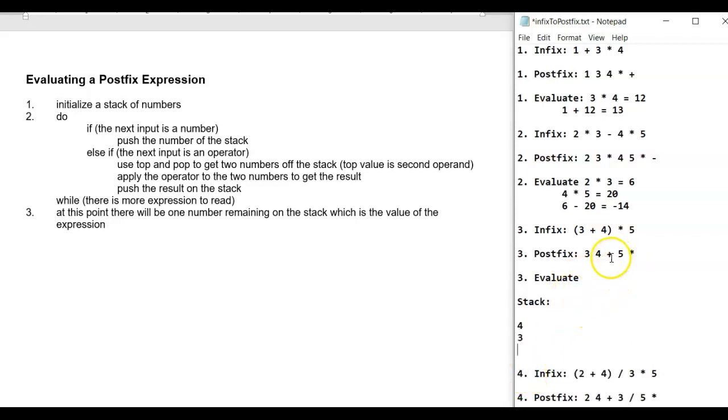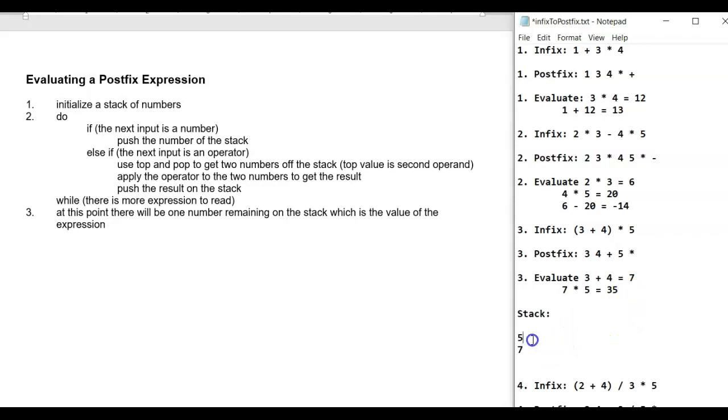3, 4, then plus, right? So when we're evaluating, it's going to be 3 plus 4 equals 7. And then we push the 7 back on the stack. And then we've got 5 is next in our postfix. And then multiplication. So we pop those off, it'll be 7 times 5 equals 35, right? And we push that back on the stack.